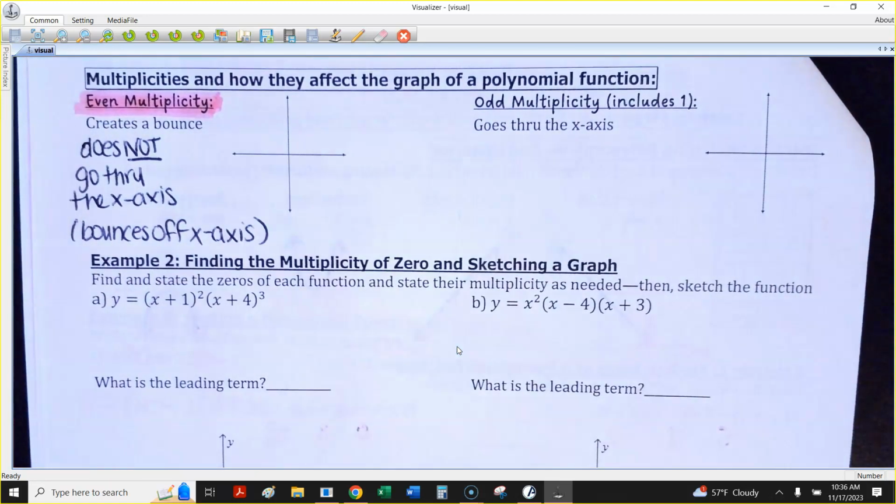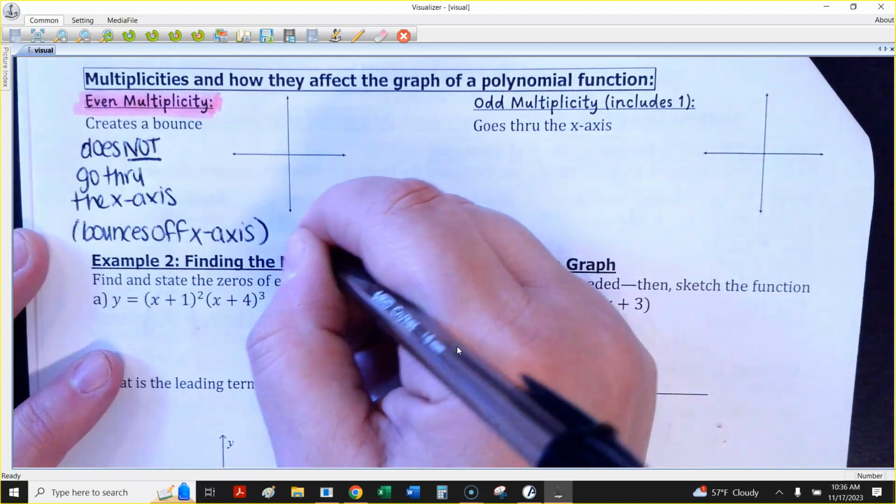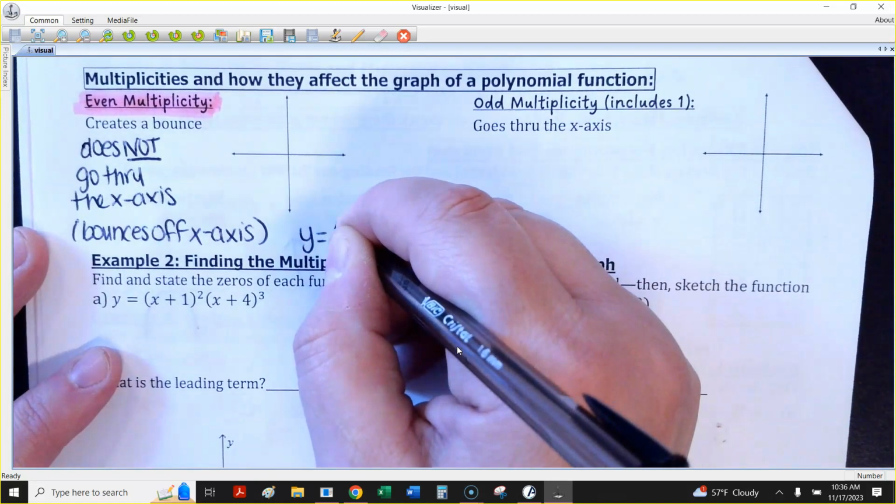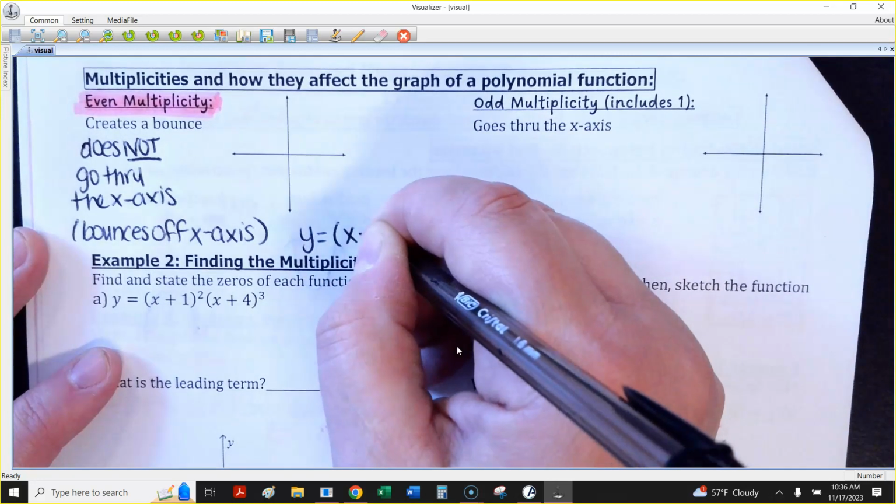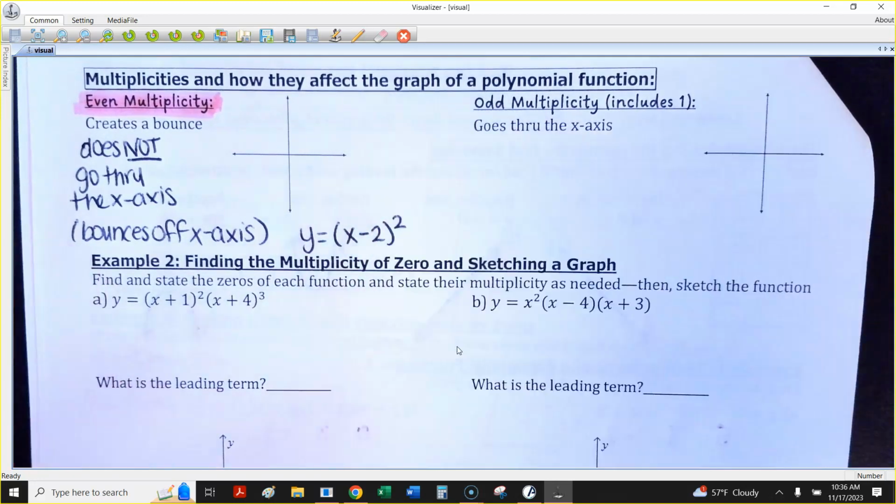So I'm just going to make something up. Let's say I had y equals, I don't know, x minus 2, and that was squared.